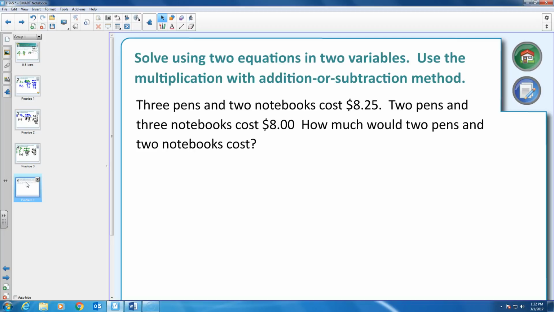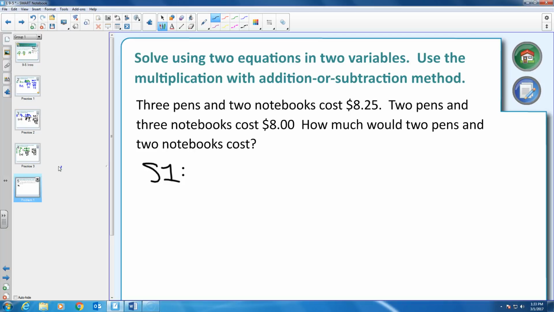Here we go. Solve using two equations in two variables. Use the multiplication with addition or subtraction method. Now again, as soon as we see that story problem, we know we've got to use our 5-step plan. So read the problem to yourself and let's see if we can figure out, what am I solving for? What are we trying to find?